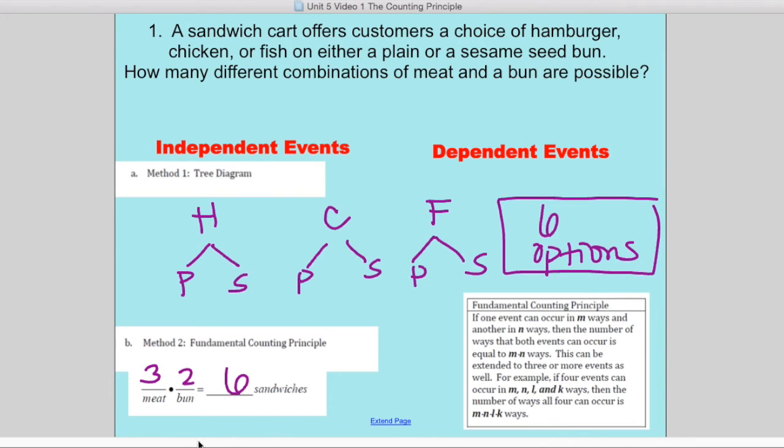Then part C on your note sheet says, are choosing a meat and a bun independent or dependent events? They are independent, and the reason is because when I select my meat, I have the choice of all the meats. There are 3 meats, so I have a choice of 3. And then when I look at the buns, there are 2 buns, and I still have a choice of all the buns. So they're independent. So that is example 1.